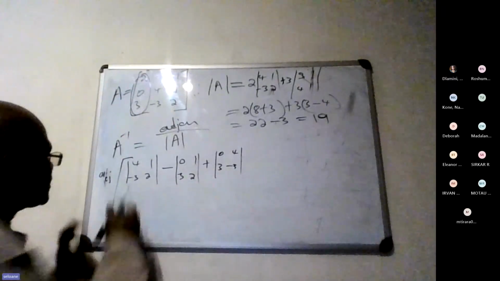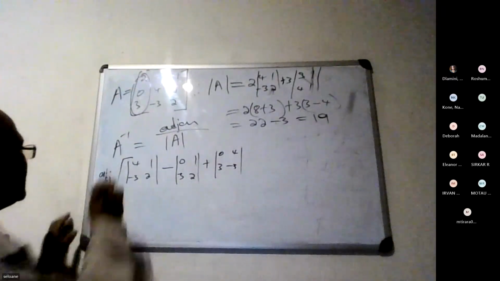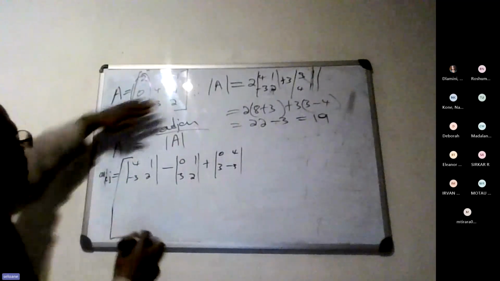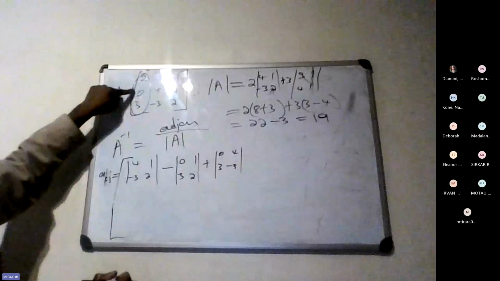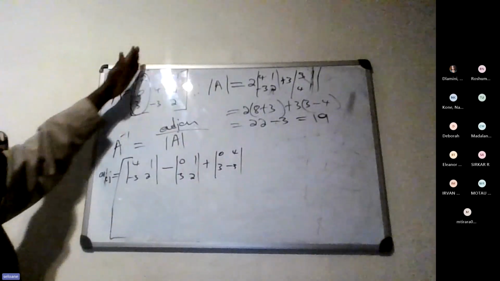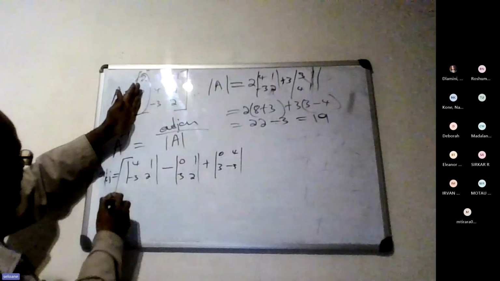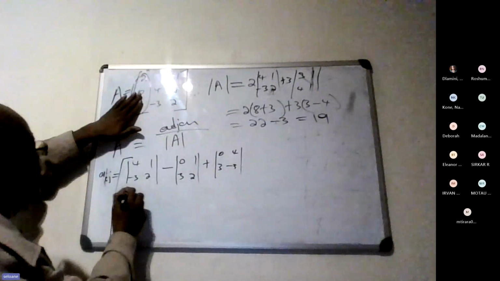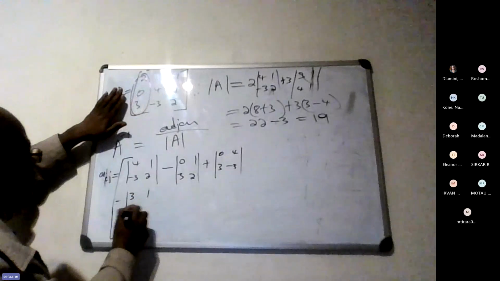Now, next. Let's say this is equal to here. Next. It will now be what? You cover here, because we are now going to the second row. You cover the second row. You cover the first row. Then this is minus, because this was plus, then it will be minus. You cover this. It will be 3, 1, minus 3, 2.